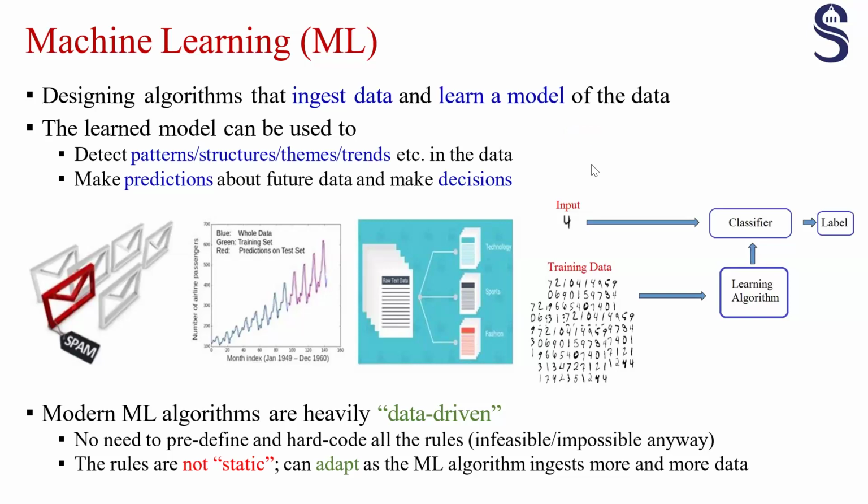Now, when I say the machine learning algorithm, it is basically to understand or ingest the data and run a model from the data, right? And based on those models, you now have to take decisions. For example, if you are detecting spam mails, making predictions about the future data and taking decisions, right? So how does it work?